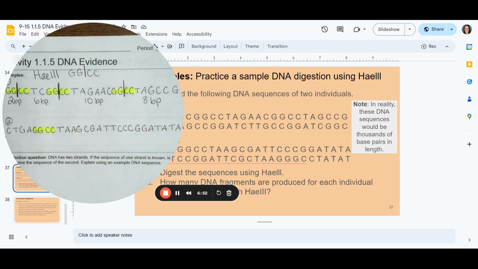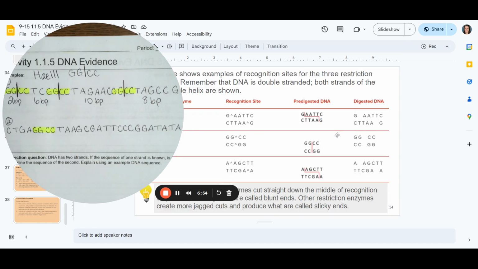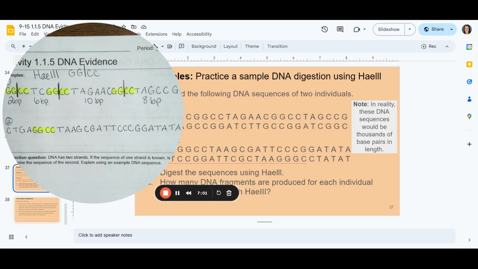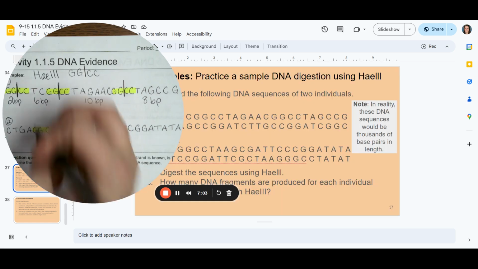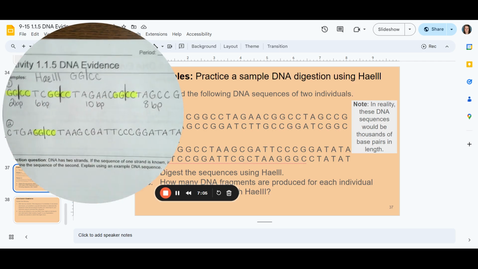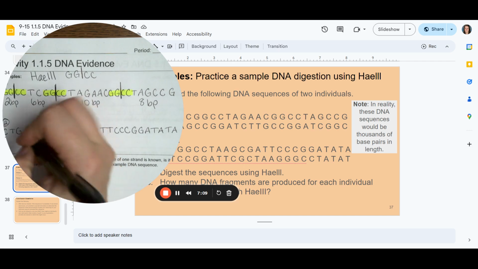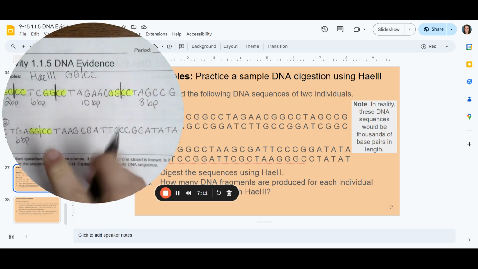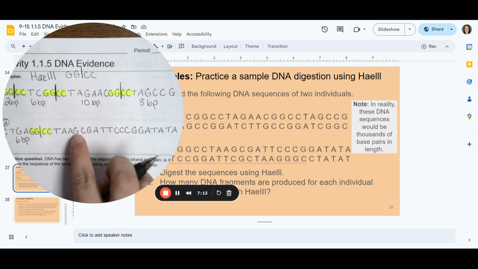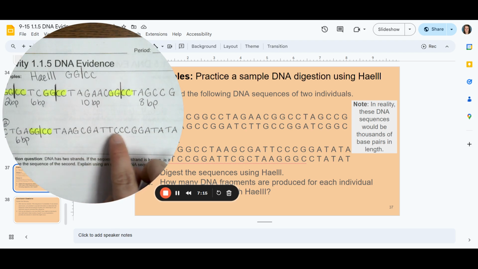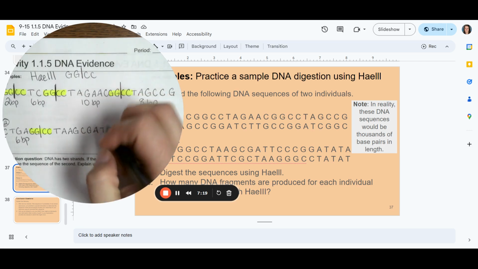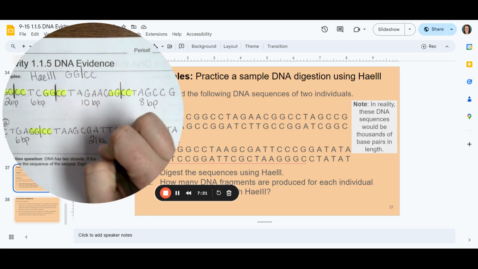If I was looking at the bottom, I would need to find the complementary, which is CCGG if we're reading left to right. So I'm going to go ahead and digest this, cut between the G's and the C's, count my base pair lengths, 1, 2, 3, 4, 5, 6 base pairs. Then 1, 2, 3, 4, 5, 6, 7, 8, 9, 10, 11, 12, 13, 14, 15, 16, 17, 18, 19, 20, 21 base pairs.